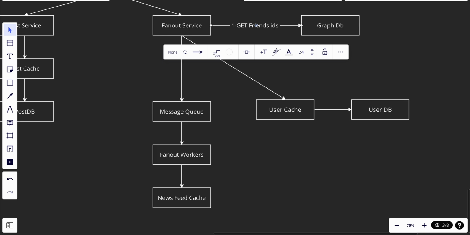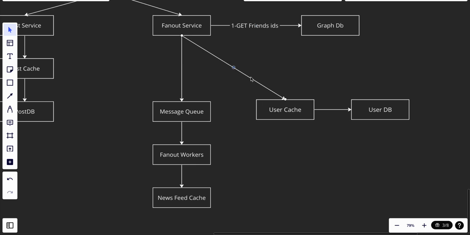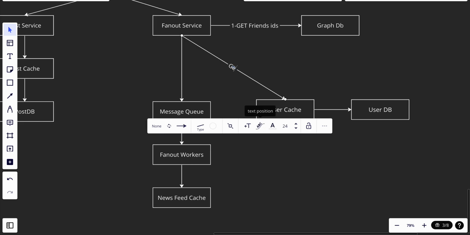And the second step is to get friends' data. When we get the friends' info from the user cache, the system then filters out friends based on user settings. For example, let's say that we have muted someone, or we have someone that we said we are not interested in their posts, things like that.